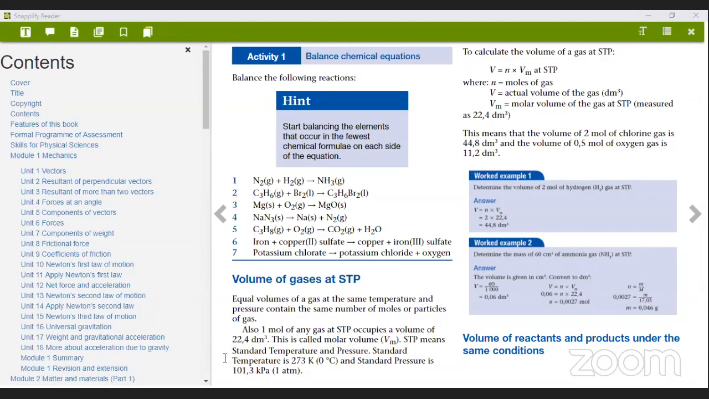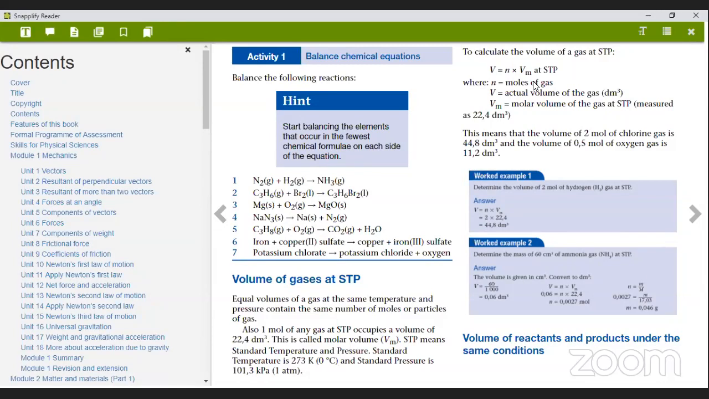Okay, for those that have just joined in, I am right here. We're doing volume and gases now. So to calculate the volume of a gas at STP, V is equal to n times Vm. Okay, n is the number of moles of the gas, V is the actual volume of the gas, and Vm is the molar volume of the gas at STP.